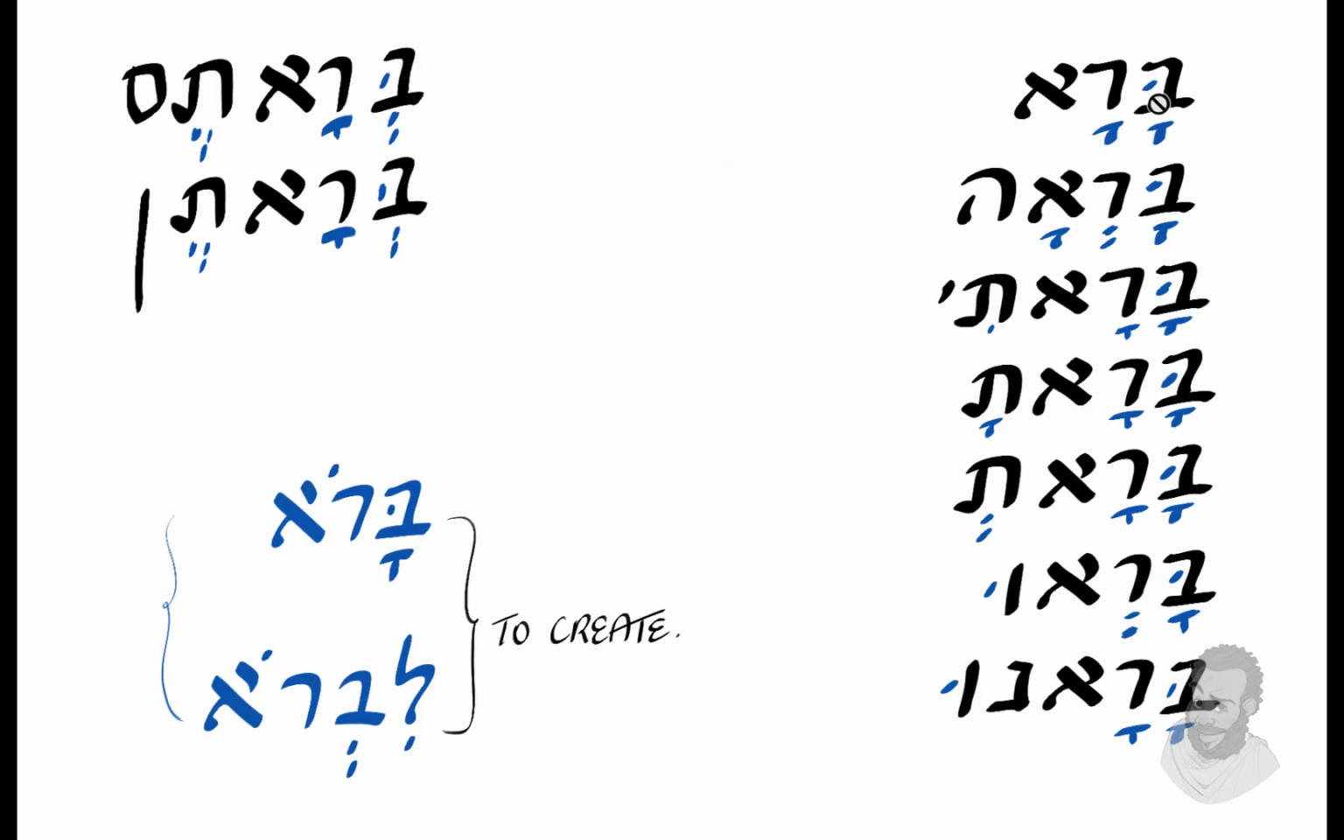Again. Okay, so again, bara, he created, bara, she created, barathi, I created. And it's not barati, like I said, akhalti. You have the aleph here, and because of that, this becomes thi. Baratha, barath, baru, baranu, barathem, barathen. Baro livro. Okay?